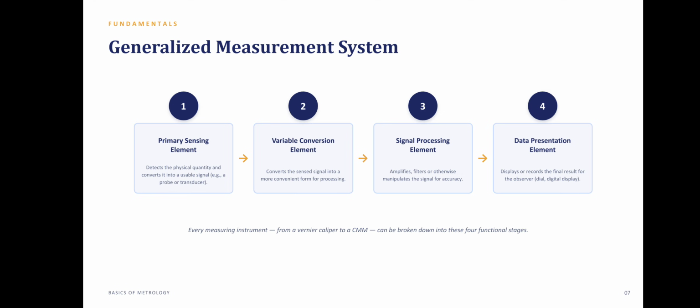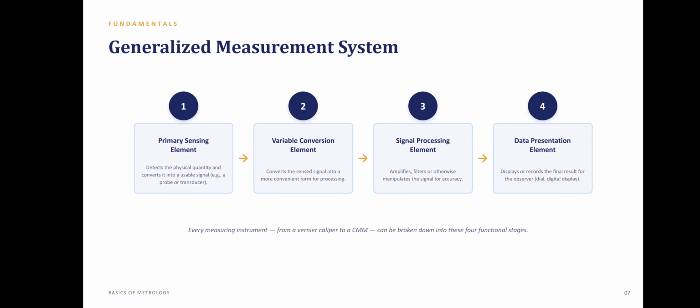I already told that in all aspects measurement is needed in day-to-day life to obtain the accurate value on the basis of the measurement. So the first one is the primary sensing element. It detects the physical quantity and converts it into a usable signal. For example, a probe or transducer is the primary sensing element.